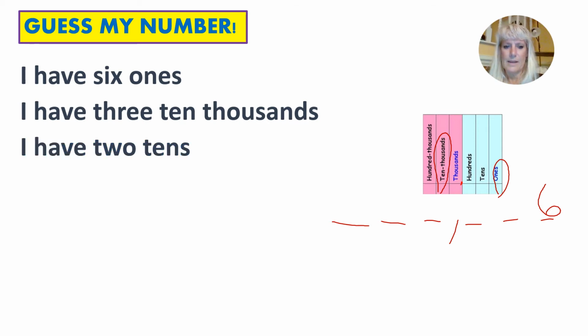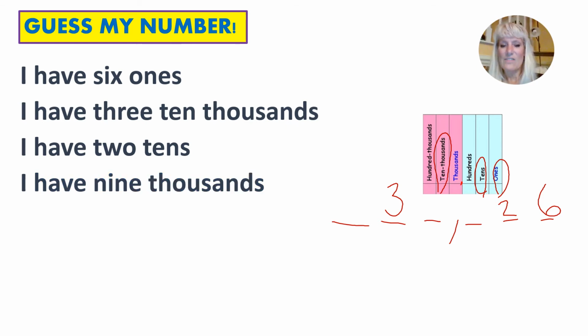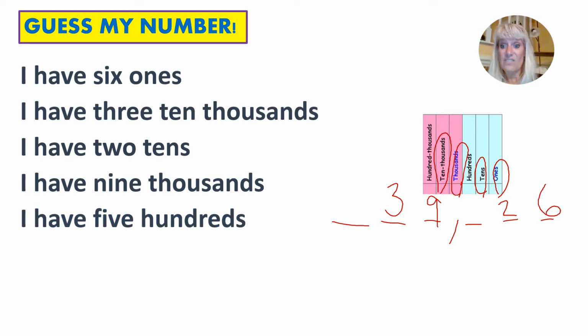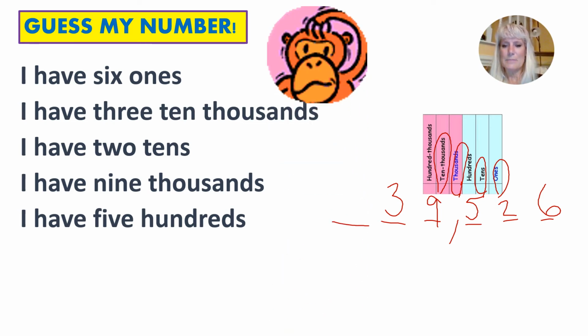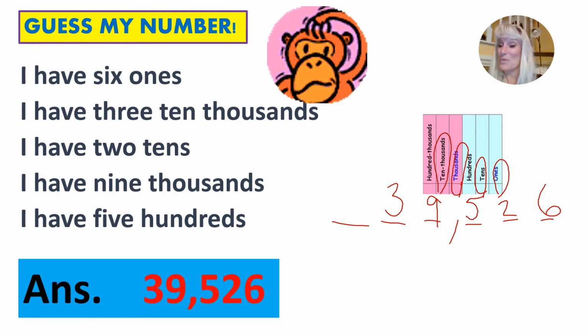All right. I have 2 tens, so look right here. I've got 2 in the tens, and somehow my 3 went away. Put it back. All right, here's my next one. I have 9,000. Okay, 9 in the thousands, which is right here. Okay, I have 500s. All right, my hundreds is right here because that's in that ones period. Okay, guess my number. Well, guess what? We didn't end up using that first space, did we? So we have 39,526, and we are correct.